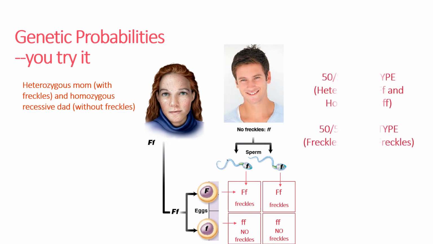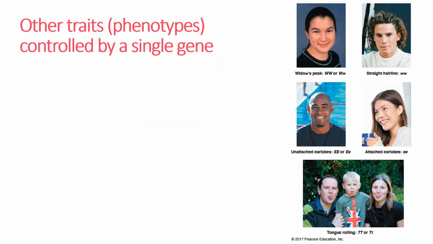In this case, there is a 1-to-1 genotypic ratio where half of the offspring are heterozygous and half of the offspring are homozygous. And the phenotypic ratio is also 1-to-1, where half of the offspring will have freckles and half of the offspring will not have freckles.